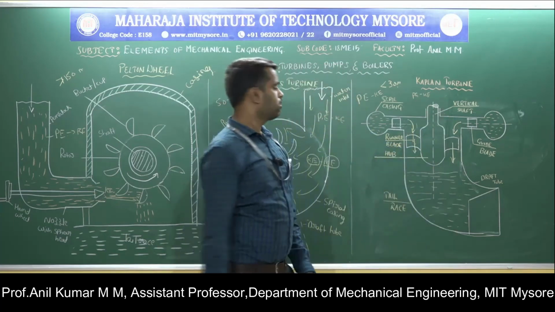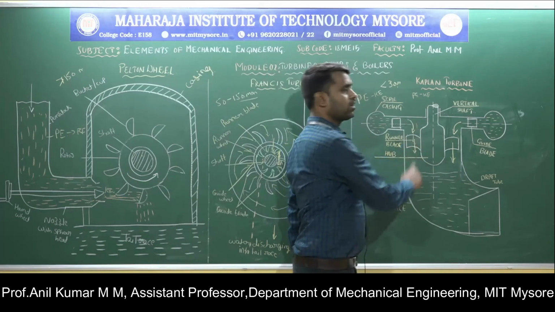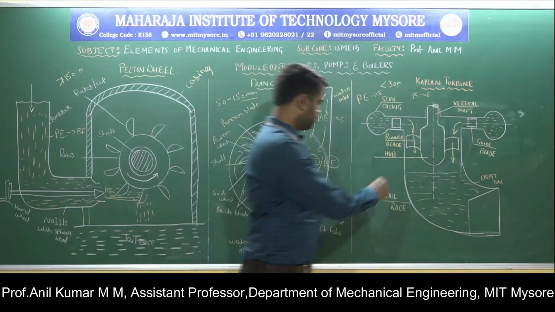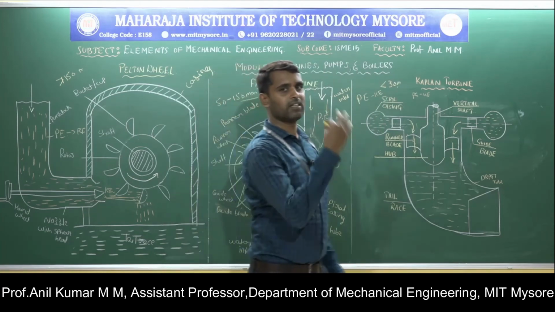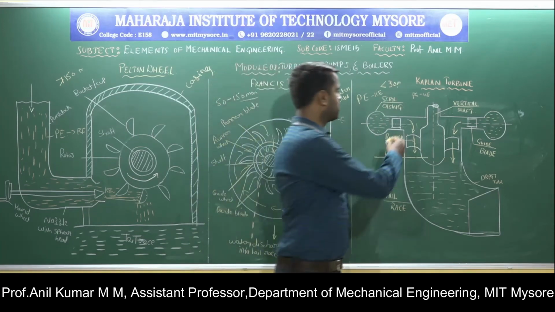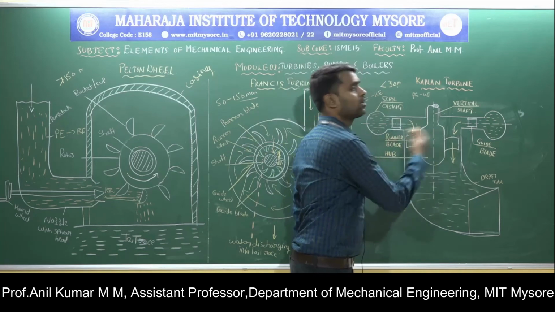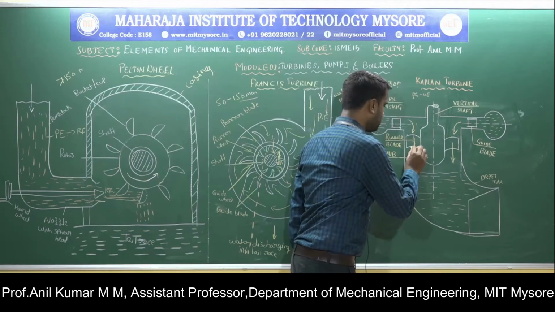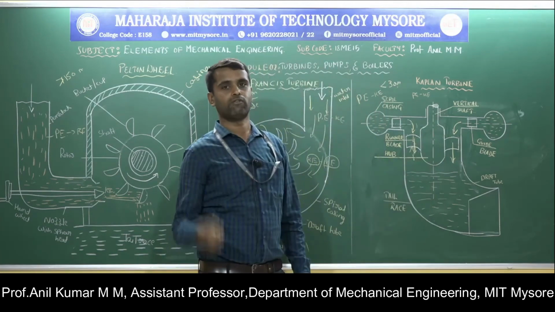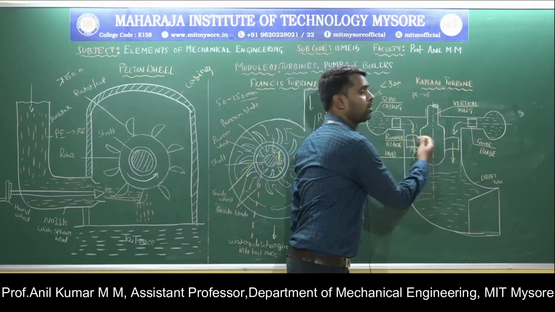When the water strikes the runner blades in the axial direction, at that time the impulsive force acts on the runner blades and the runner starts rotating. So the kinetic energy of that water sets the runner to rotate. When the water leaves the runner blade, at that time the backward force is developed. That force also rotates the runner.